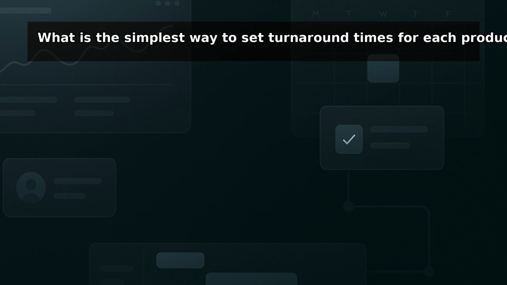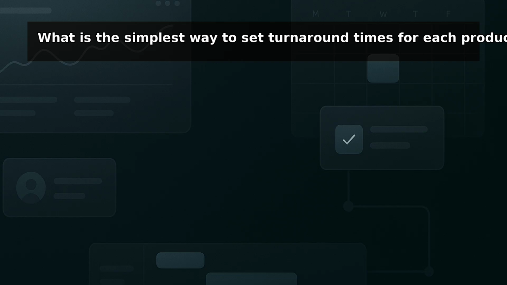I get this question all the time. Devin, what's the simplest way to set turnaround times for each production step without creating constant deadline stress? The easiest rule is this. Don't set one giant deadline for the whole video. Set a default turnaround for each step using baseline, buffer, and breach.